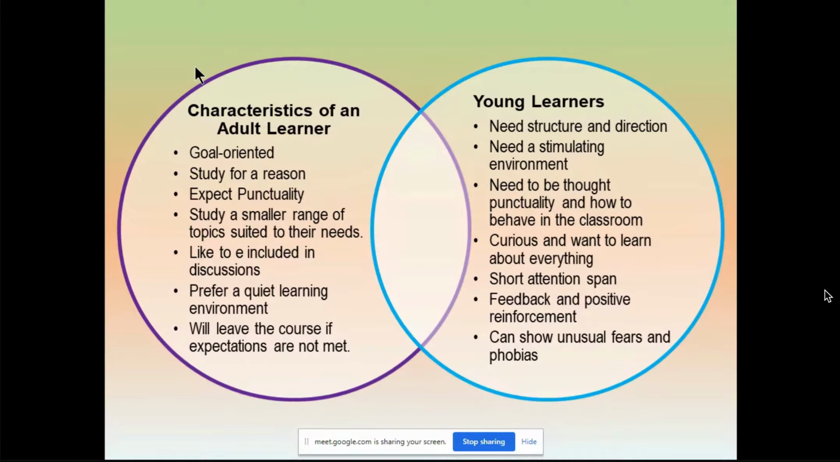Positive feedback is very important to young learners. They want to be praised and sometimes they want to be given rewards. You don't need to give them a reward like money or anything. Sometimes a candy will do if the school allows.